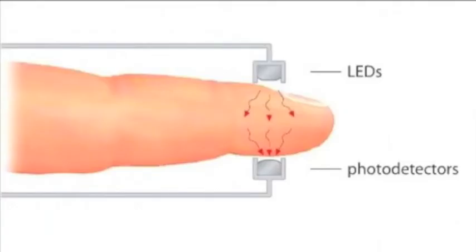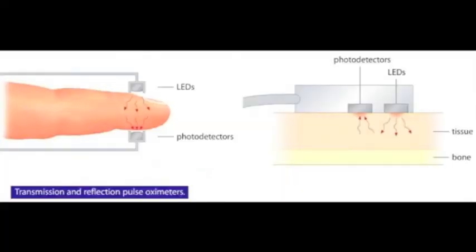A pulse oximeter consists of a light-emitting diode and photodetectors. The LEDs produce beams of red and infrared light which pass through the body tissue, such as a finger, and are then detected by the photodetectors, which measure the intensity of the light. There are two types of pulse oximeter.